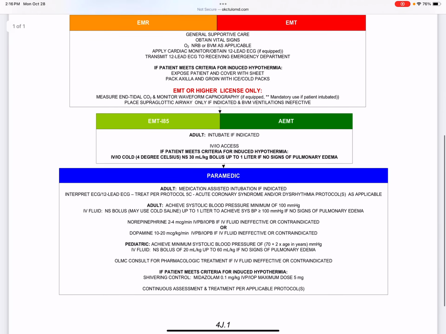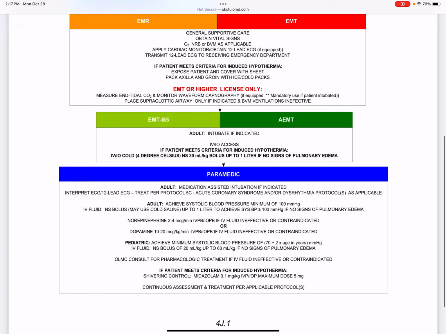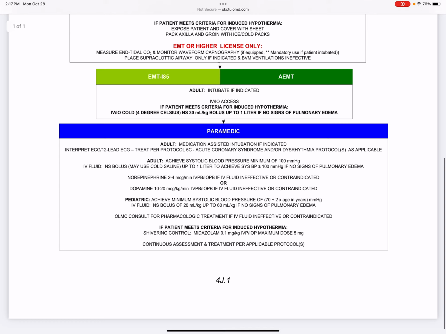So we scroll down here to the EMR EMT box. It's just your general supportive care: vital signs, O2, cardiac monitor, and 12 lead. If the patient meets criteria for induced hypothermia, expose the patient, cover with a sheet, and then pack the axilla and groin with ice cold packs. For EMT license or higher, measure end-tidal CO2 and monitor waveform capnography. Place a supraglottic airway only if indicated and BVM ventilations are ineffective. And then for advanced EMTs, intubate if indicated.